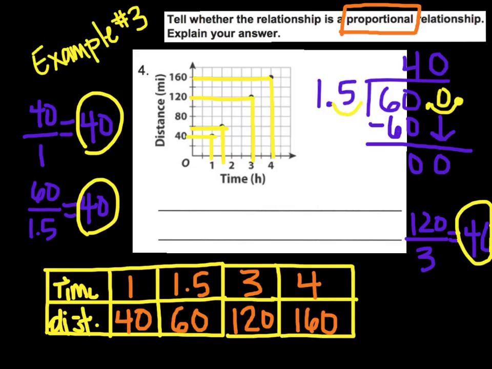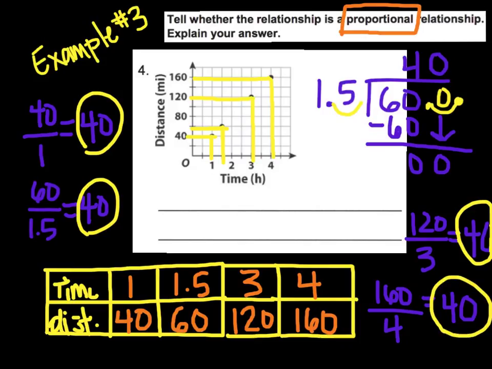So I'm going to divide those. 160 divided by 4. And if I think about this in my brain, 4 can go into 16 4 times. 4 can go into 0 0 times. So again, I got a 40.